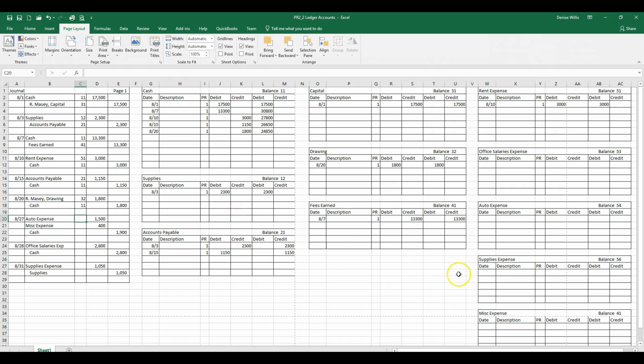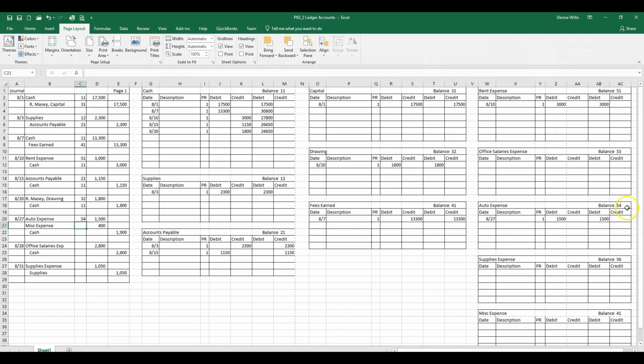Okay, now we're at auto expense. Auto expense is over here, and we have on 8/27 from page 1. Now let me mention, I only have one page set up here. If I had 2 pages and we were on the second page, I would put a 2. Whatever page I'm on, I'm just going to change this posting reference to go with that. But we're on page 1, so I'm going to stick with that. We have a $1,500 debit to our auto expense. It gives me a balance of $1,500. I'm going to take this 54 and put it right here.